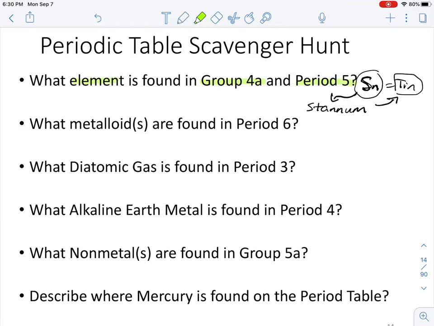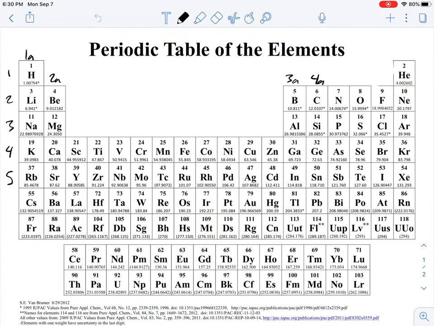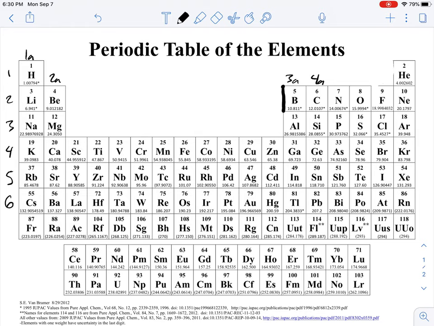All right, so let's go ahead and move on to the next example. What metalloid or metalloids are found in period 6? And so I'm going to go back and identify where period 6 is, which is over here. And I need to identify the metalloids. So remember, I can start identifying the metalloids by drawing a staircase. The staircase starts from the top left corner of boron, and then it goes down. And so let me thicken up my line real quick. And so I'm going to have this, okay.